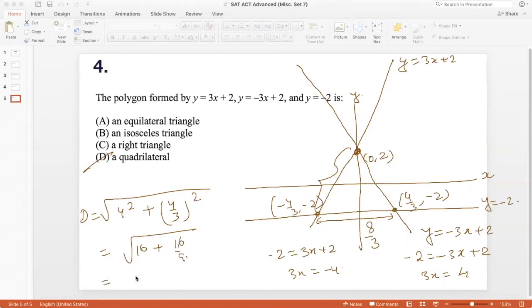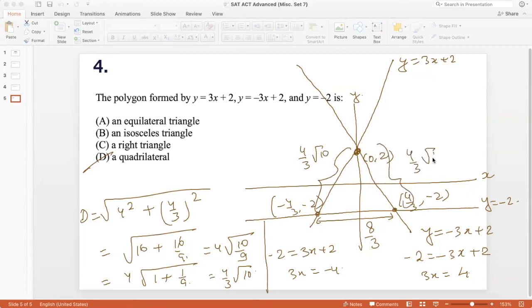So if I take 16 outside the square root, 4 times 1 plus 1 by 9. So let me write here. So that's 4 times the square root of 10 by 9. So that's 4 by 3 root 10. So this distance is 4 by 3 root 10. And this distance will also be 4 by 3 root 10, right? Because the coordinates are the same except for the negative here and the positive here. So I see that these two sides are equal because they are 4 by 3 root 10 each, while the third side is 8 by 3. So that's not equal. So this is an isosceles triangle, option B.